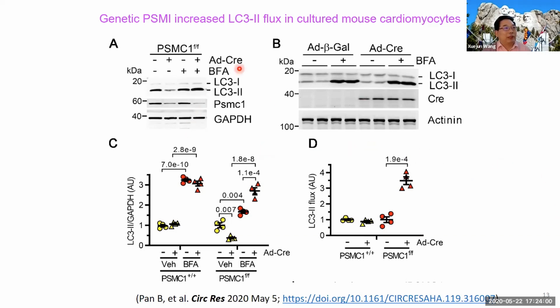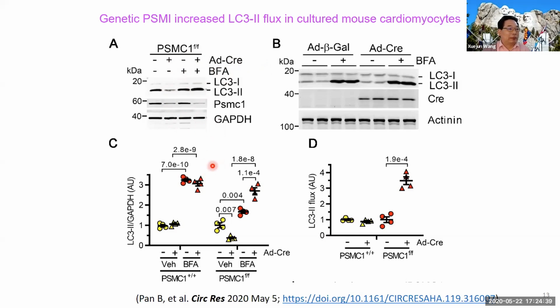We turned to cultured cardiomyocytes, first starting with mouse cardiomyocytes. We took advantage of the floxed mice. We took the floxed cardiomyocytes out of the neonatal floxed mice, and then cultured them and treated them with adenovirus-driven Cre to knock down or knock out PSMC1, and then assessed the baseline LC3 level, and also after inhibition of the lysosomal removal with bafilomycin A1, BFA.